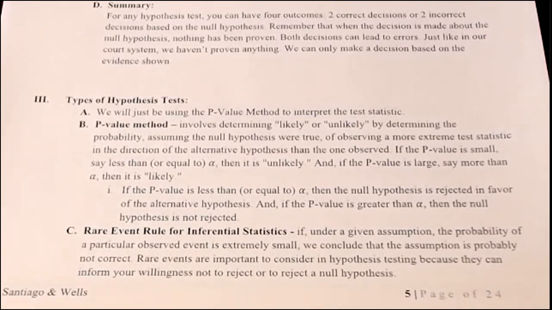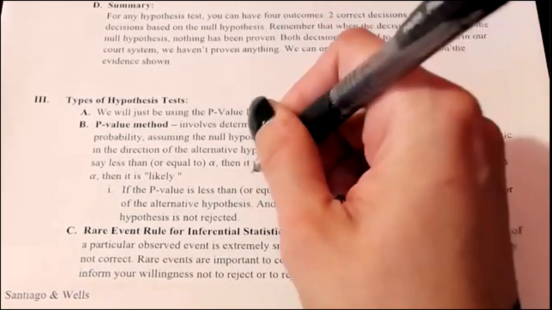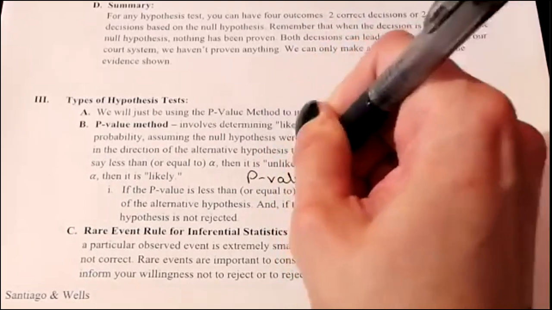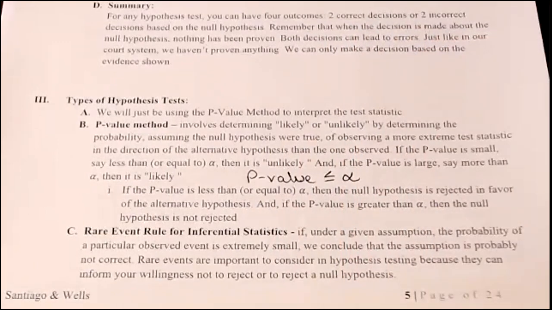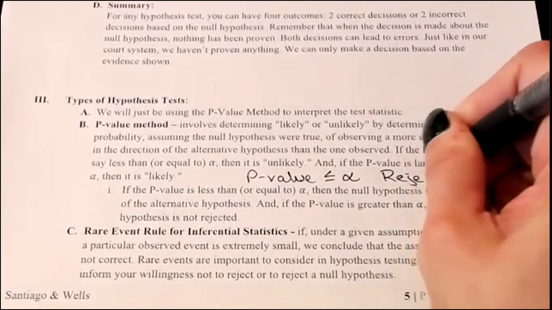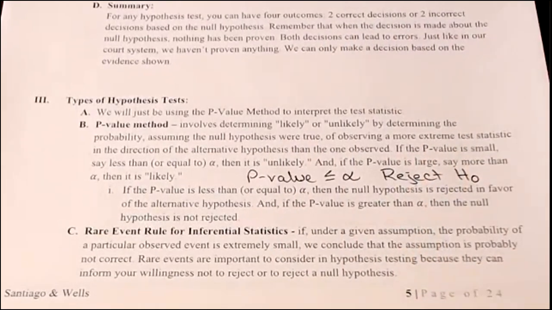assuming the null hypothesis were true, of observing a more extreme test statistic in the direction of the alternative hypothesis than the one observed. If the p-value is small, say less than or equal to alpha, then it is unlikely. And if the p-value is large, say more than alpha, then it is likely. So I'm going to write a statement here that I think will be really, really helpful to all of you. So I want to make a note that if your p-value is less than or equal to alpha, we will reject the null hypothesis.